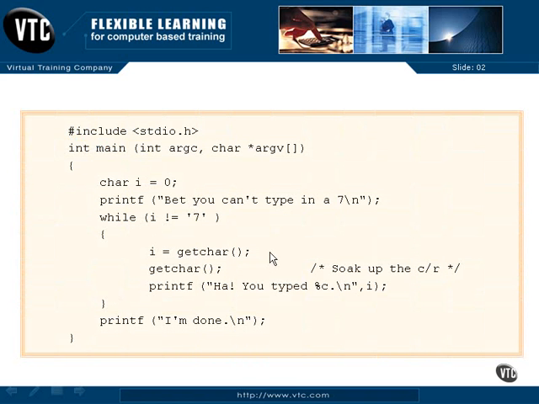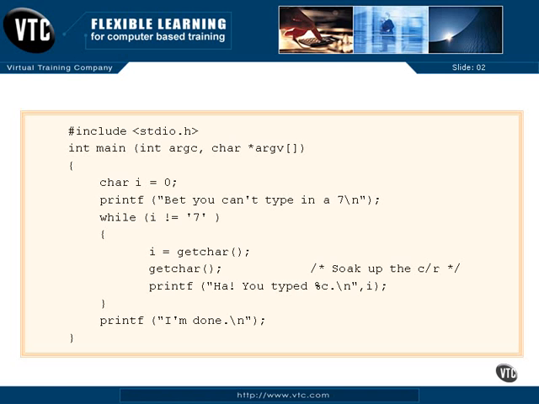Here's a little program that we'll play around with. We're going to put the computer in a cranky mood, and we're going to have it say, "I bet you can't type in a 7." And we're going to set up a little automatic character called i. We'll set it equal to 0, because we're good programmers and we initialize our variables.